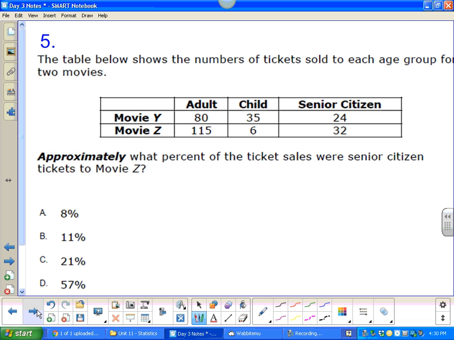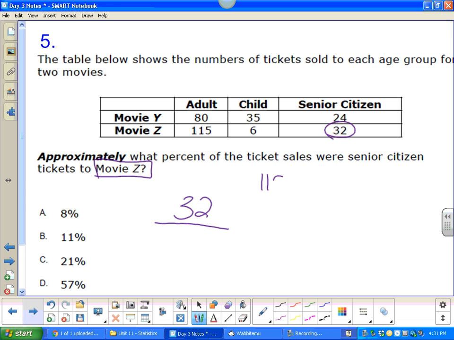The table below shows the numbers of tickets sold to each age group for 2 movies. So we have 2 different movies and we have 3 different age groups. It says approximately what percent of the ticket sales were senior citizens to movie Z. So senior citizens movie Z. And then just out of the people who went to see movie Z.